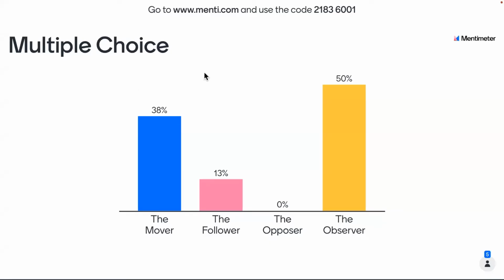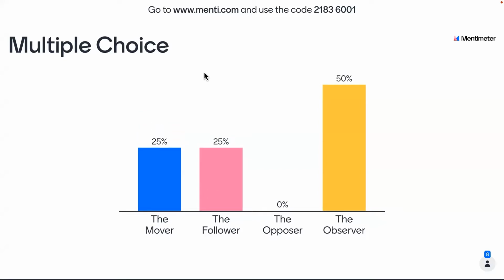Smart, intelligent people. And let me share my screen. When people enter your meeting, what role do they unconsciously step into? Are they the mover, the follower, the opposer, the observer?